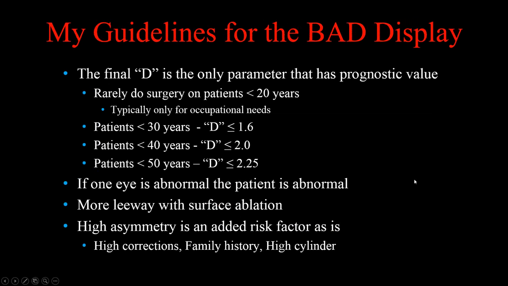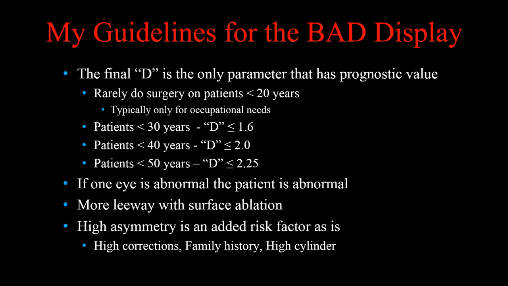So this is, I think, what most people always ask me. Well, what are my normal parameters? And I will tell you typically what I use. The final D is the only parameter that has prognostic value. So right off the bat, I rarely do surgery on patients less than 20 years of age. We're talking here mostly LASIK. And if I do, it really is only those that require it for occupational needs. For patients less than 30 years, I typically use an upper limit for the final D of 1.6.